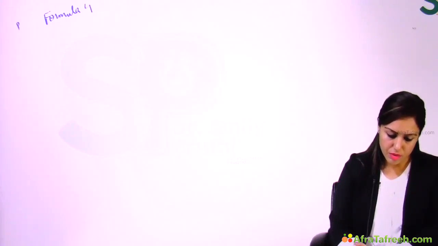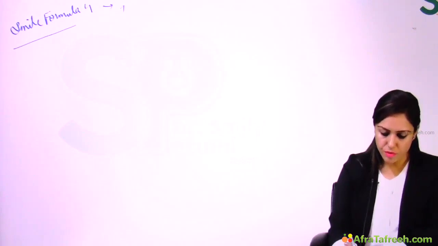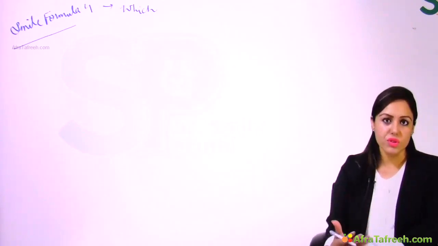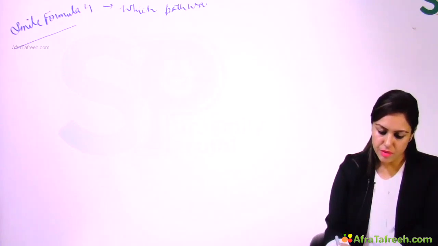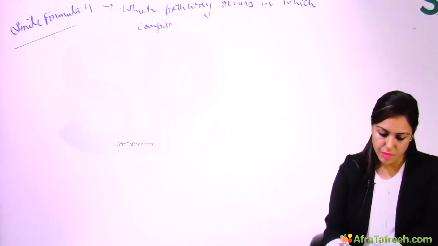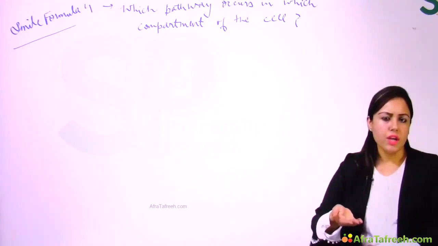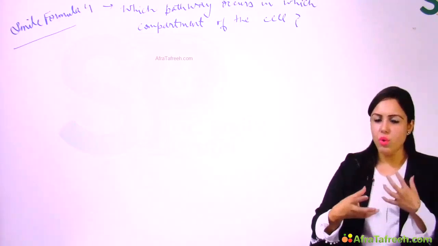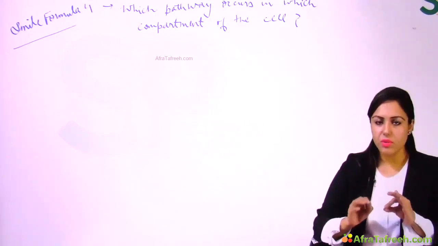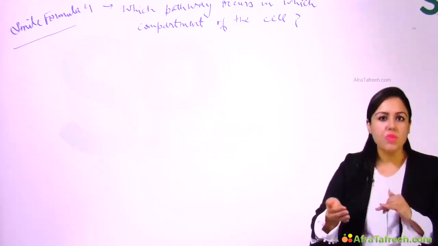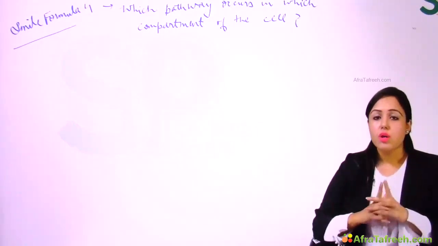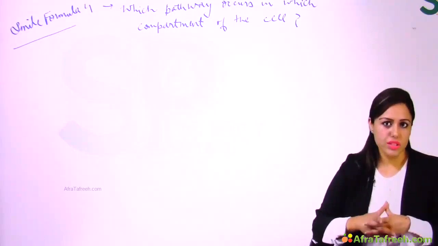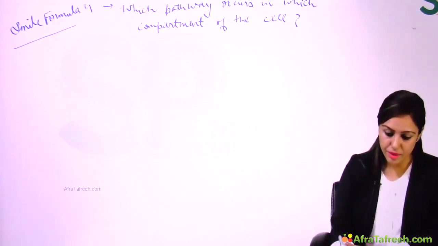Coming to the last formula, formula 4, SMILE formula 4, we will be dealing with the concept of which pathway occurs in which compartment of the cell. You know that a few pathways occur in the cytoplasm, a few occur in mitochondria, and in books when they write, they do not tell you any concept, right? You have to mug up this thing, which becomes very difficult when you are revising, right? So I will be telling you this with the concept, and let's understand this very clearly.